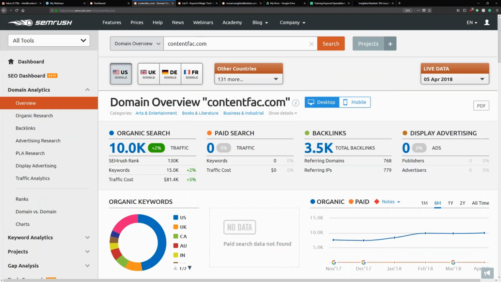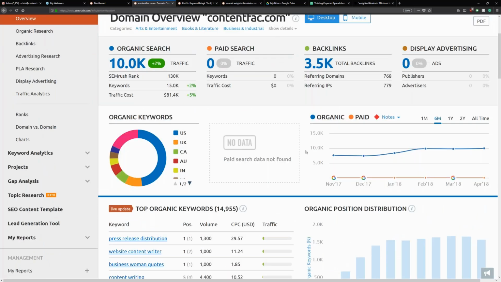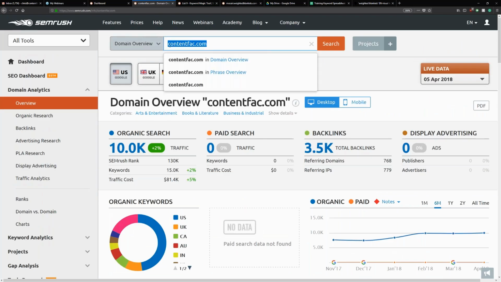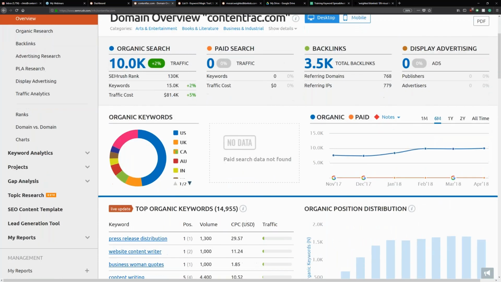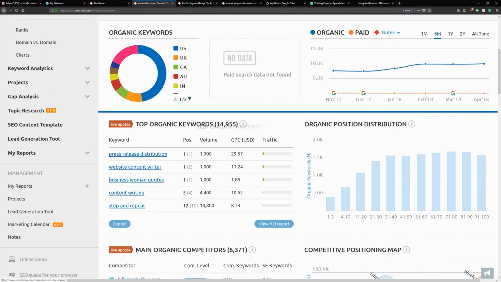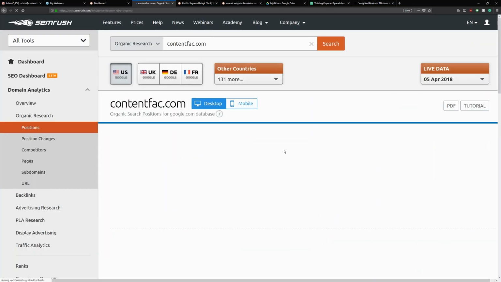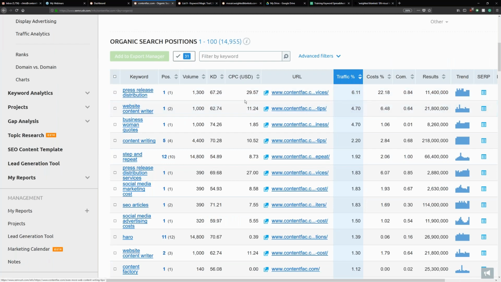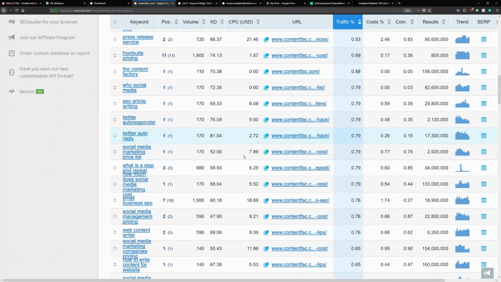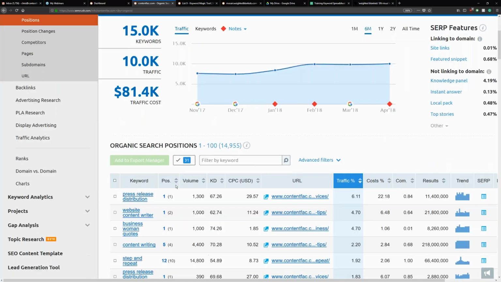So if you're on the main page of SEMrush and you jump down and search for a particular website, for example, we just searched for contentfact.com, which is our website, if you scroll down, you'll see the top organic keywords. If you click it, it'll come up with all the keywords that that website ranks for, and you can organize them into a bunch of various categories.